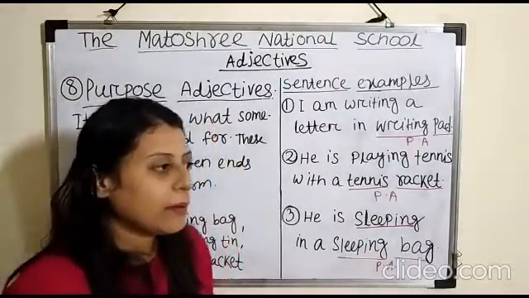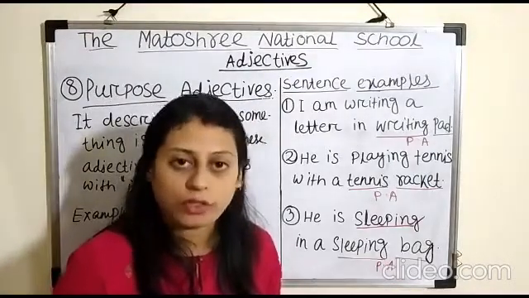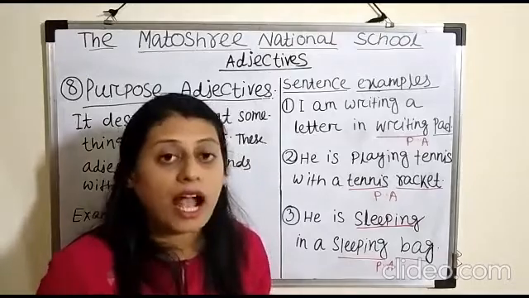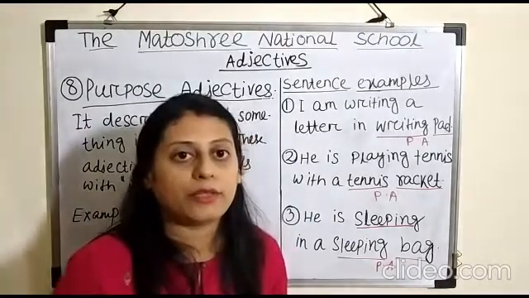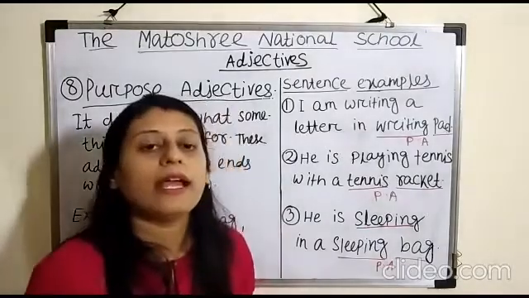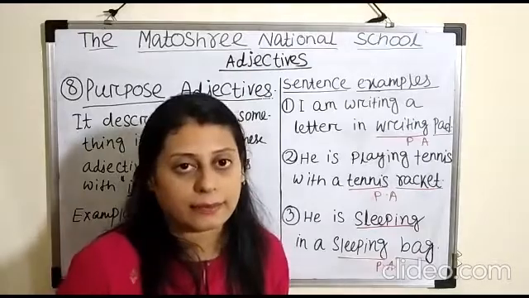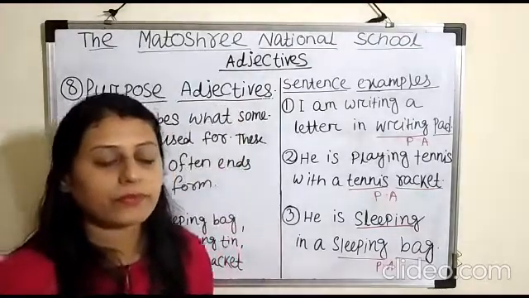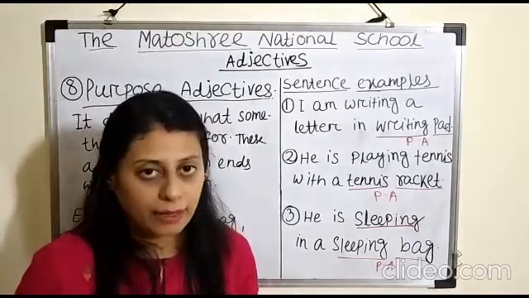So another example is like racing car. Racing is an action word. It's a verb. But when we use car, the noun, it is used for a purpose. It is used for a reason. So here racing car is also a purpose adjective. Okay. Now we will learn adjectives and different types of adjectives.